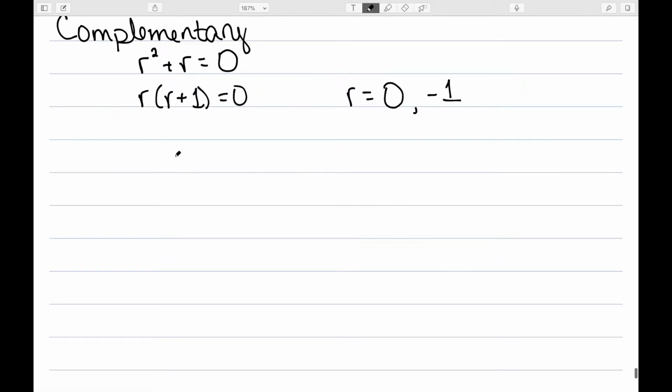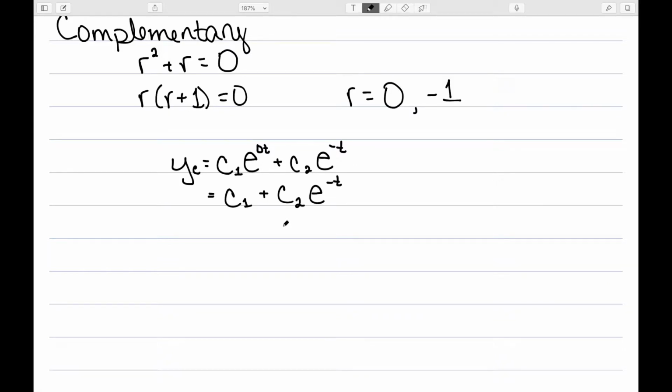So that tells me that my complementary solution is equal to c1 e to the 0t plus c2 e to the minus 1t, or c1 plus c2 e to the minus t. On the other hand, for the particular solution, we want this to be of the form a, but that's going to cause an issue because now this term and this term are not linearly independent, and we need them to be.